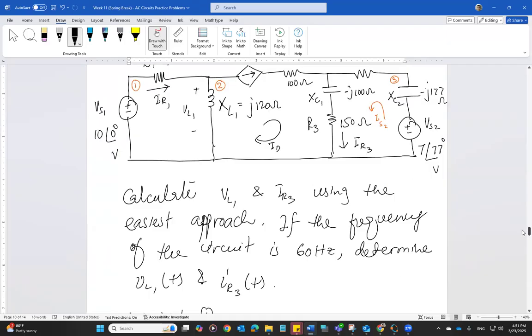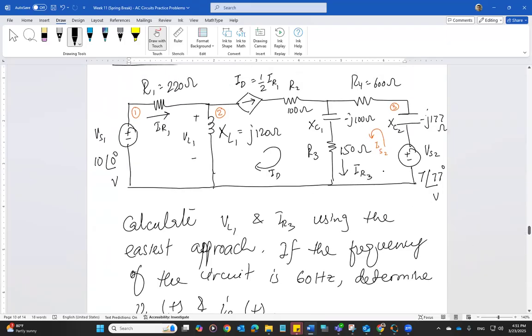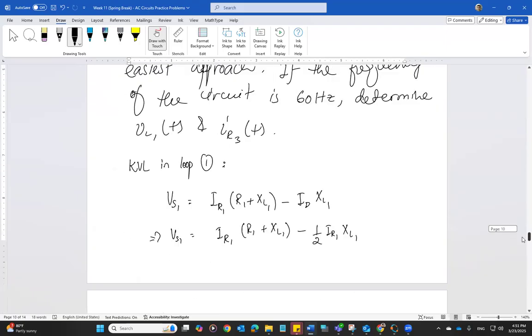So VS2 is equal to IS2 times these four components, XC2 plus R4 plus XC1 plus R3. And then ID is going in the same direction through XC1 and R3 as IS2. So it's going to be plus ID times XC1 plus R3.